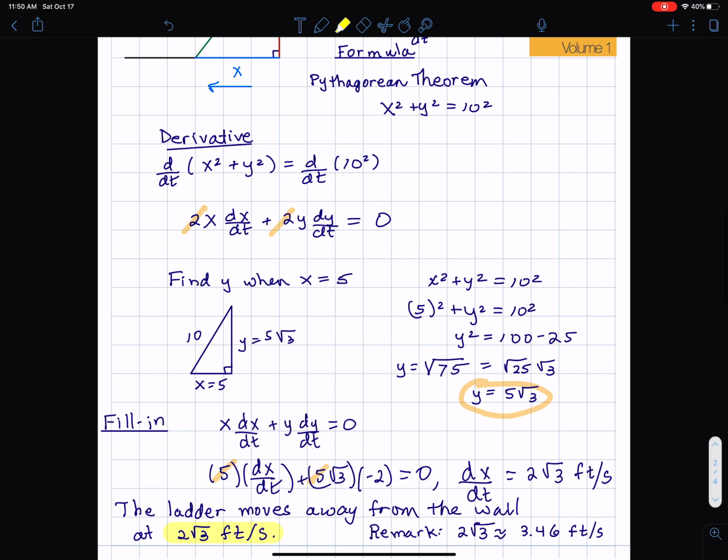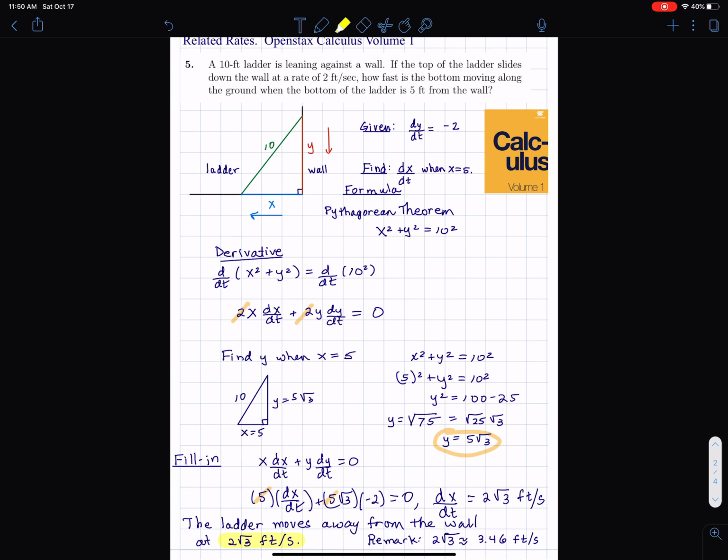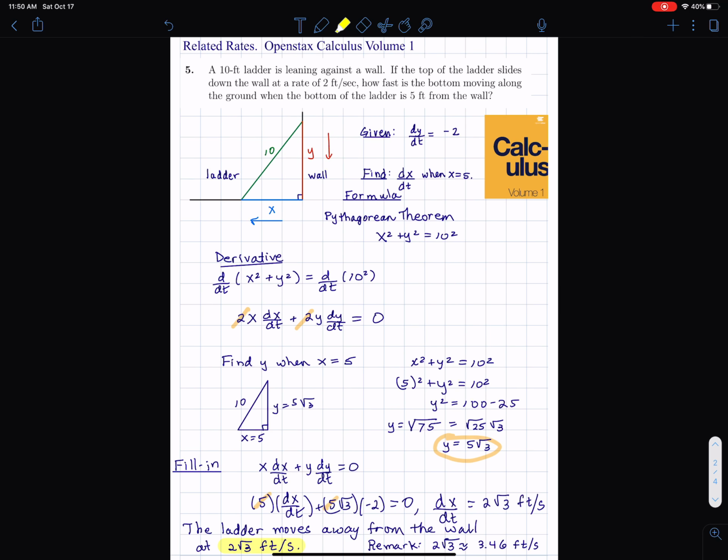All right, this is not a problem special to OpenStax. This is a classic related rates problem that you're going to see in any calculus book. I highlighted a few things along the way, but the final answer there is the one in yellow highlight. All right, so that's all.